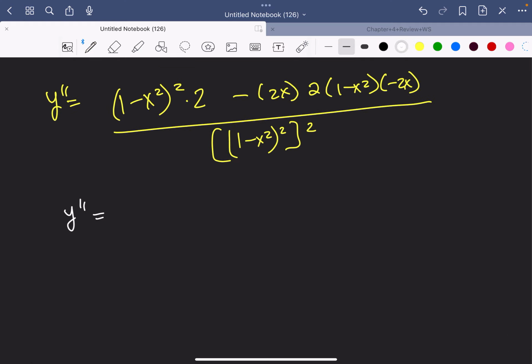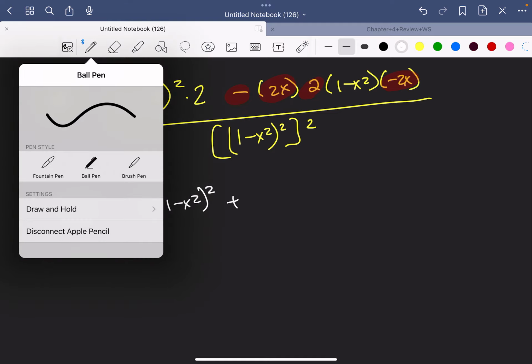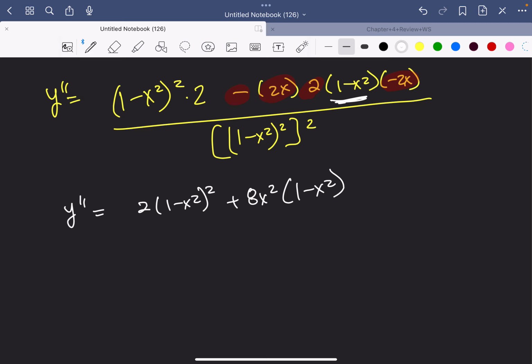So the second derivative is what? 1 minus x squared squared plus, well, let's take this times this times this, and that, 2, 4, 8, right? 8x squared, but it's positive. So positive 8x squared. And this is left over, 1 minus x squared. The bottom just becomes 1 minus x squared to the 4th.